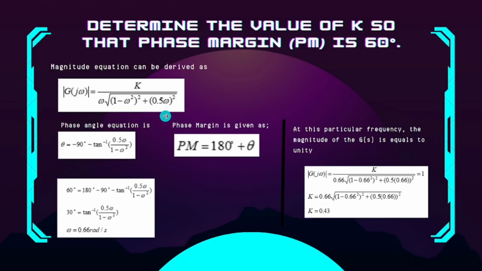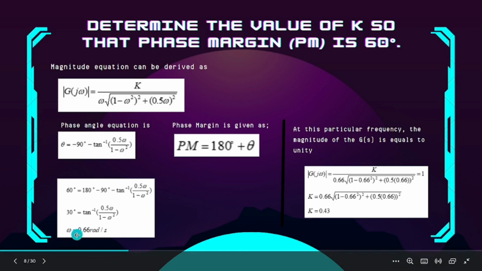Next, for the second question: determine the value of K so that the phase margin PM is 60 degrees. To solve the question, the magnitude equation can be derived as this formula. Then, to solve it, we need to use two formulas, the phase angle equation and the phase margin equation. When we solve it, we get omega equals 0.6 radian per second.